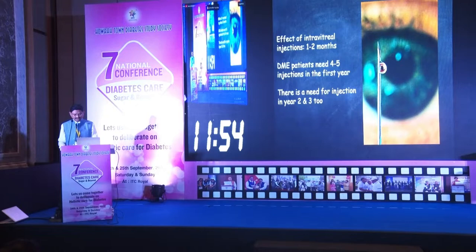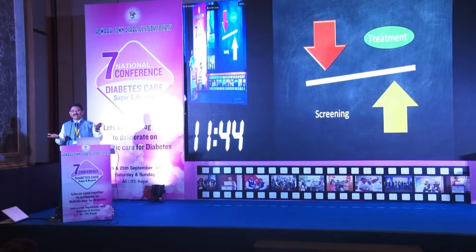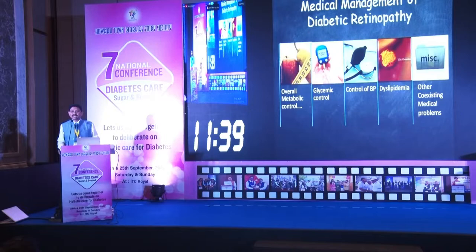Now, I'm not going into the detail of that. What comes further is your role in this. This is the treatment and screening. Both parts are very, very important in balancing diabetic retinopathy management. Let me focus on the treatment part. We are concentrating only on the eye. The majority of the treatment is under your care, and most of these are overall metabolic control: glycemic control, control of blood pressure, dyslipidemia, and other coexisting diseases like nephropathy, neuropathy, cardiopathy, everything is under your control. And we are always dependent on you at any point of time for the treatment.